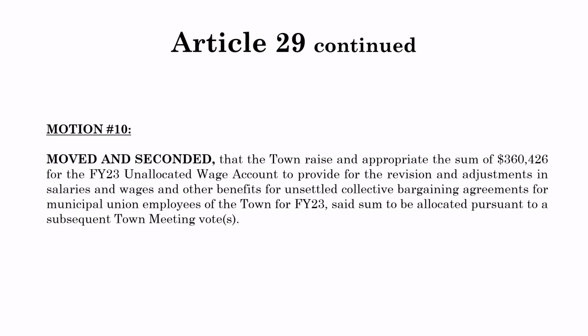Motion passes. Motion number 10 is moved and seconded that the town raise and appropriate the sum of $360,426 for the fiscal year 23 unallocated wage account to provide for the revision and adjustments in salaries and wages and other benefits for unsettled collective bargaining agreements for municipal union employees of the town for fiscal year 23, and some to be allocated pursuant to the subsequent town meeting votes. All those in favor? All those opposed? The ayes have it. Motion passes.